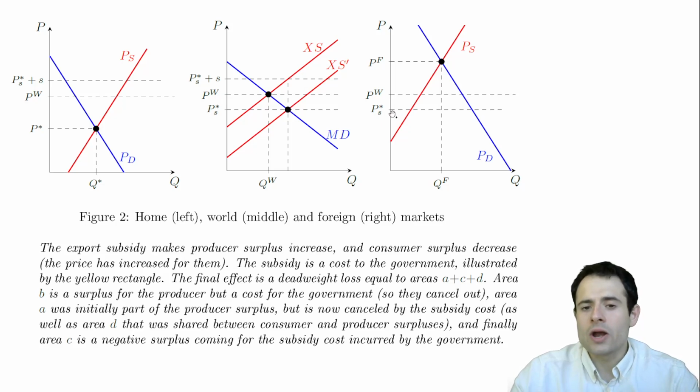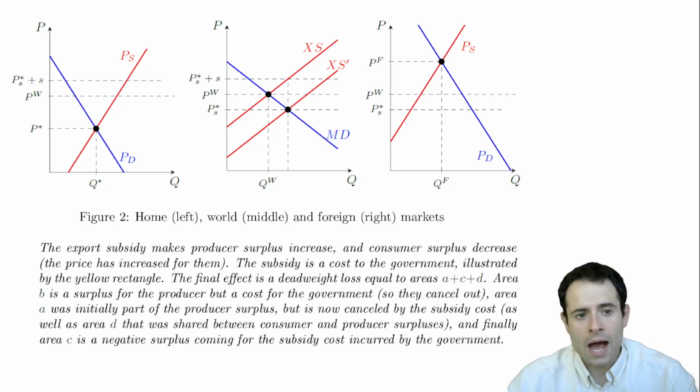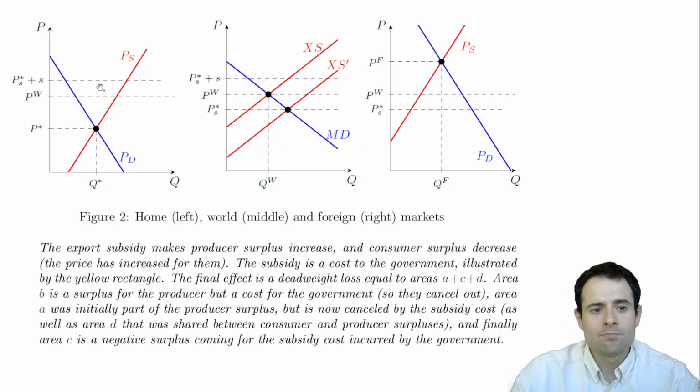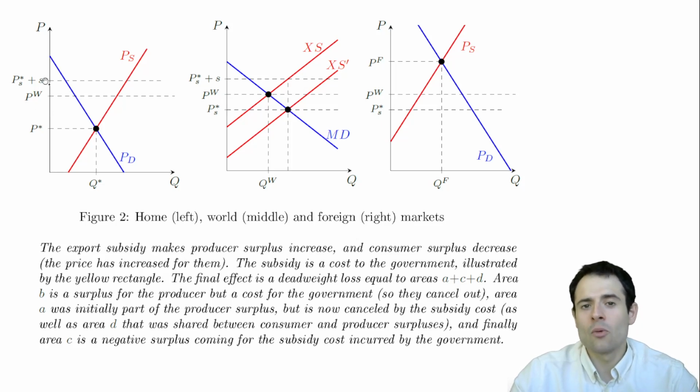However, firms are not subsidized on the goods they sell in the home market. So, at home, the price will actually be P star S plus S. So the price is lower for the foreign country thanks to the subsidy, but it is now higher in the home country. You can already imagine that home consumers are going to suffer from the export subsidy. Their surplus is going to decrease, whereas the surplus of producers is going to increase.